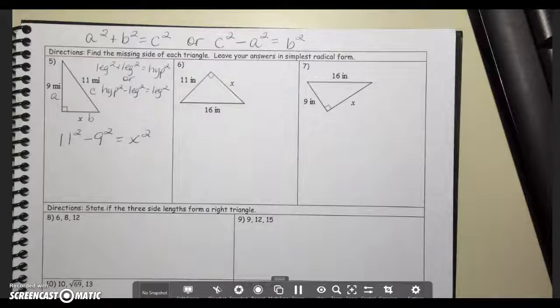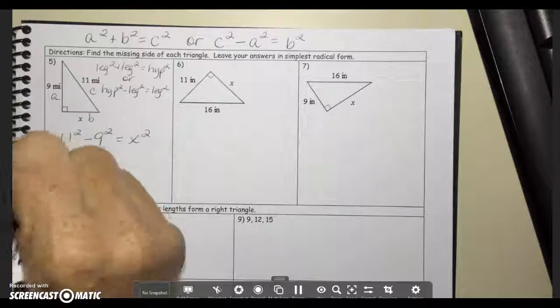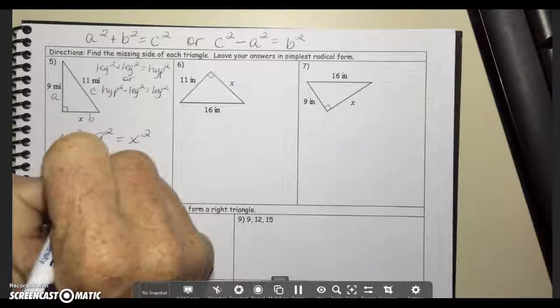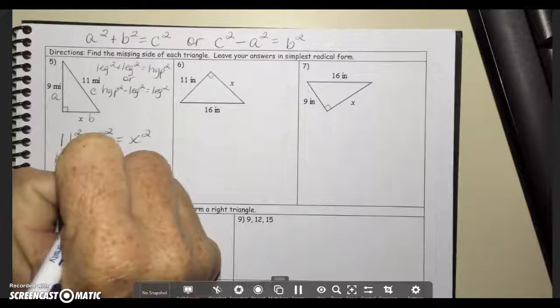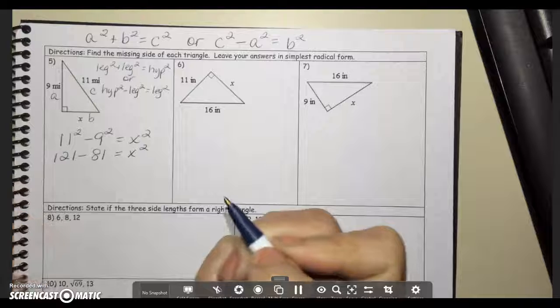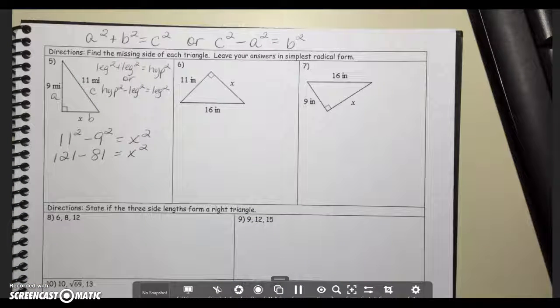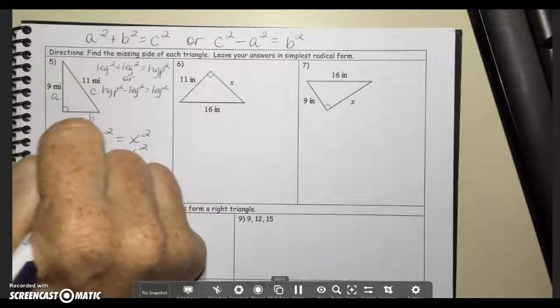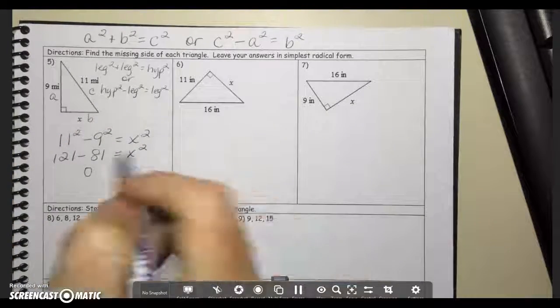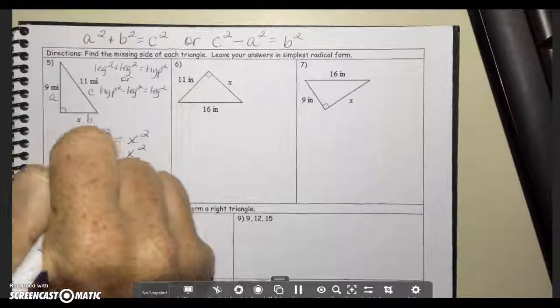Sorry. Brittany, what is 11 squared? 121. What's 9 squared? And that's going to give us the square of our third side. What's 121 minus 81? What's 1 minus 1? 0. What's 12 minus 8? So 40 equals x squared.